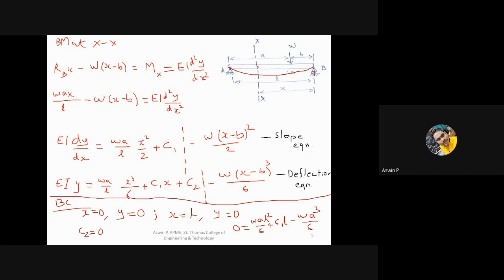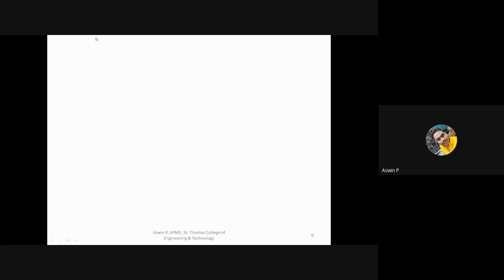So now you need to take C1L to the left hand side, right? I am taking this equation to the next page. That is, I will write 0 equal to W A L square by 6 plus C1 L minus W A cube divided by 6. Isn't this how it comes? This is the relation I just wrote.